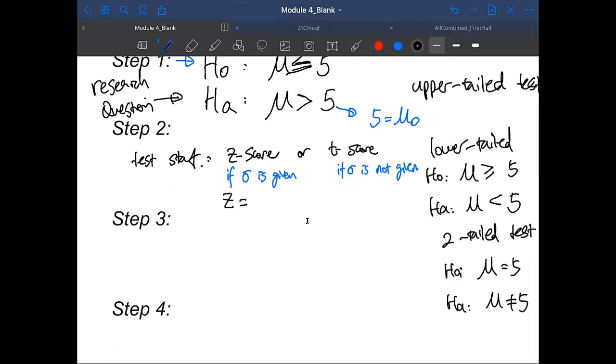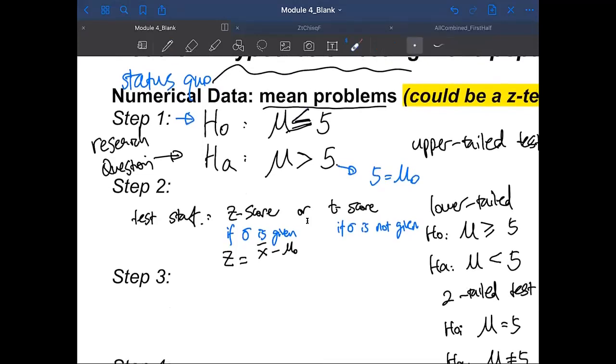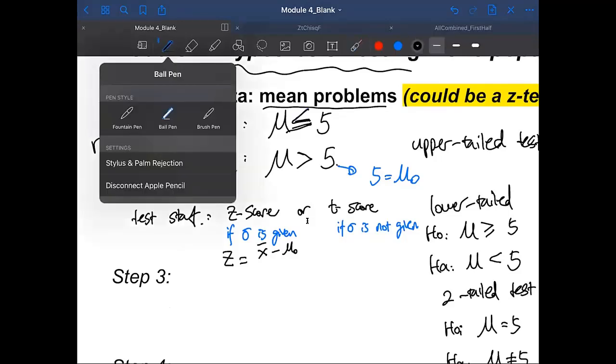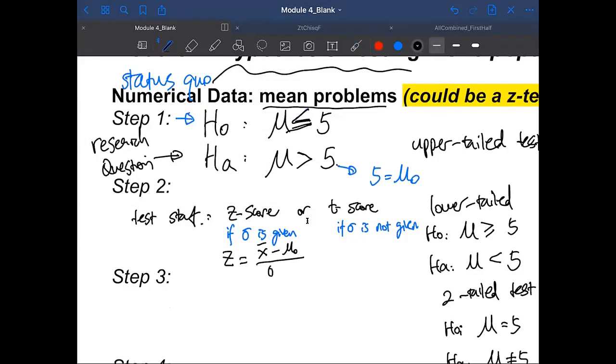The formula for that is x bar, the sample evidence from your data, the average of your sample, subtract mu 0. I want to compare my evidence with the 5 we set up here. I want to see how far this is from 5. If it's much further away, that means we have a lot of evidence against the null. And we are not done yet, because we want to standardize it using sigma over square root n.